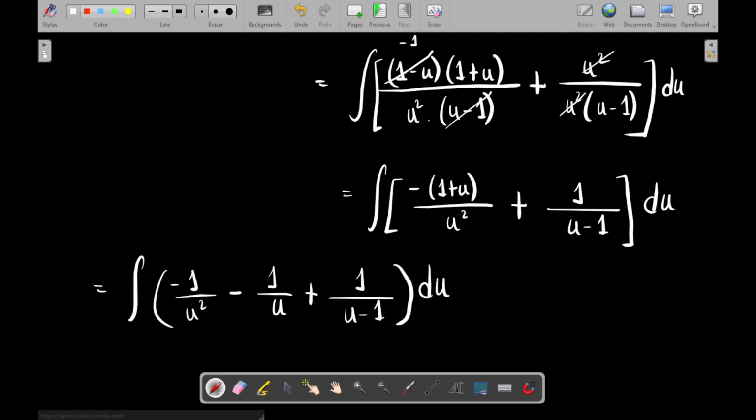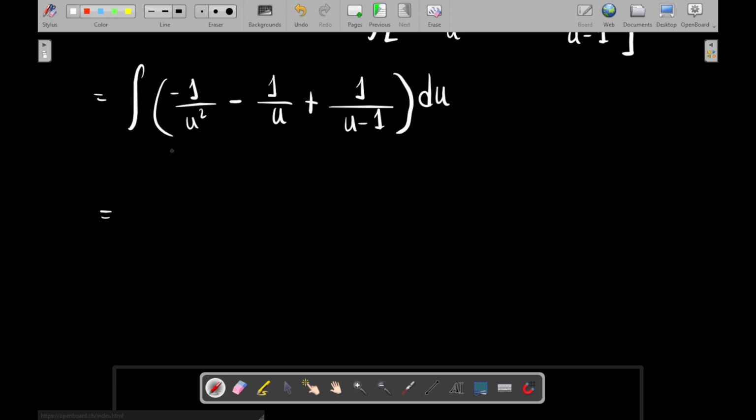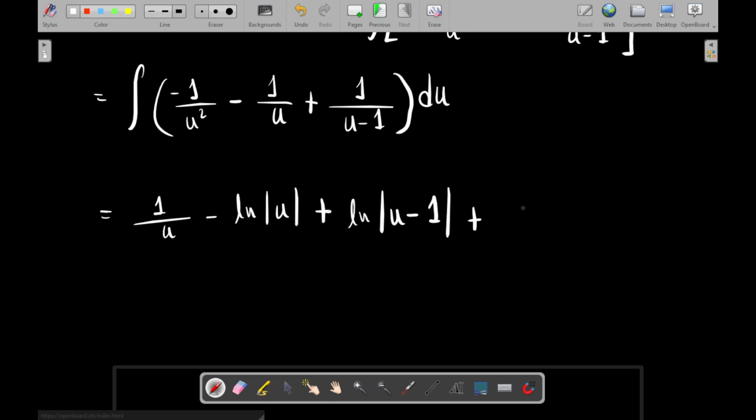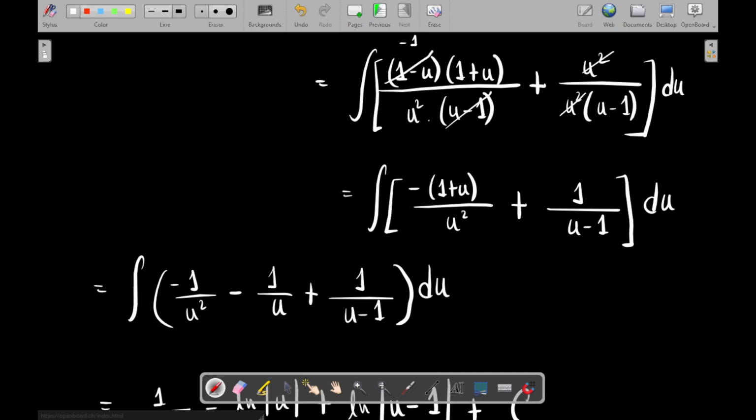du. So I believe the first term now becomes 1 by u, right? Since this is u to the power minus 2, this will be u to the power minus 1, and there is a minus here already, so this becomes 1 upon u. Then this will become minus ln mod u, and this will become plus ln mod (u minus 1), plus c.